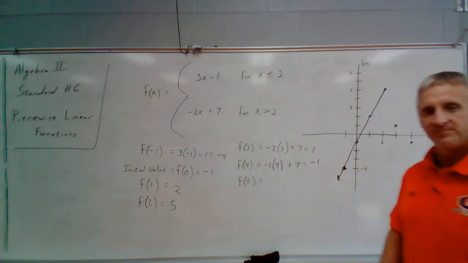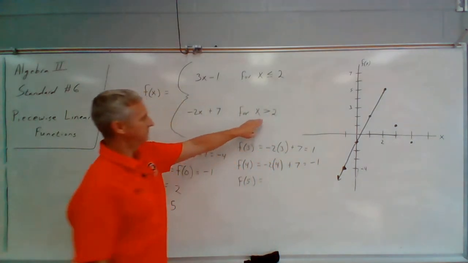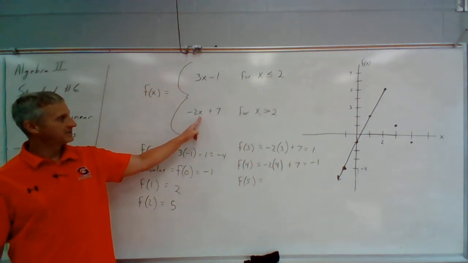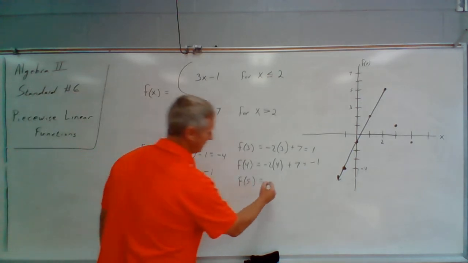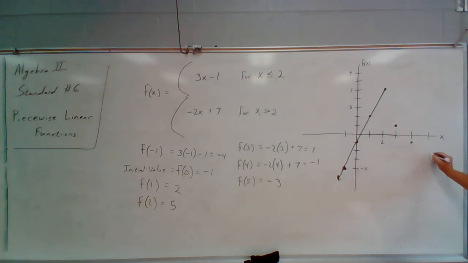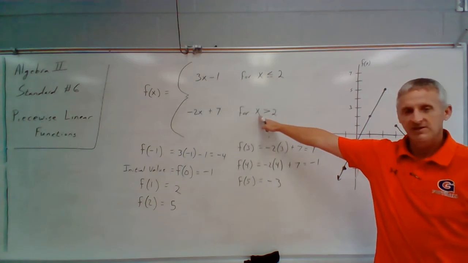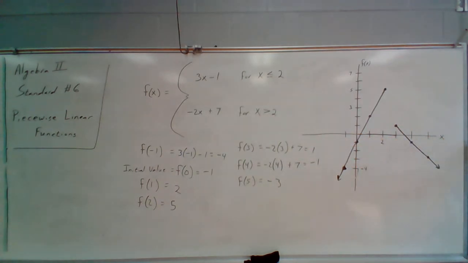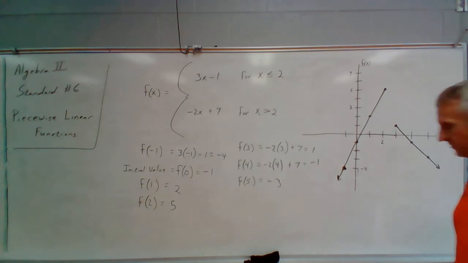F of 5. Okay, so 5 is bigger than 2, so I'm going to use this equation. Put in a 5, I get negative 10 plus 7, and I get negative 3. And of course, that's a linear equation, so I'm allowed to connect all of these, and the line will keep going this way forever because I'm allowed to plug in any number bigger than 2 to that equation.